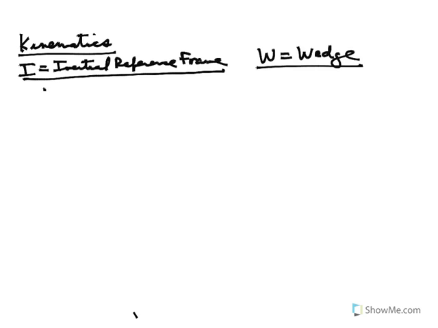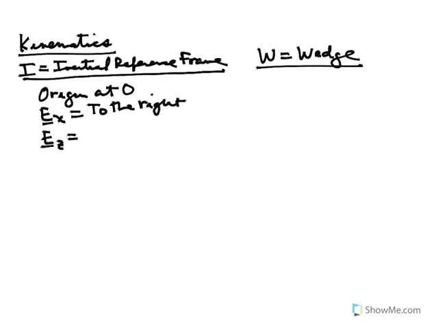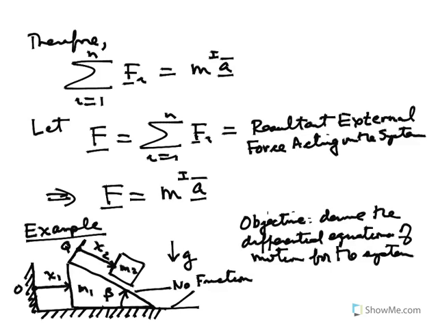The coordinate system that's fixed in the inertial reference frame is going to have its origin at O. I'm going to put big Ex to the right, I'm going to put Ez into the page, and then Ey is going to equal Ez crossed with Ex.